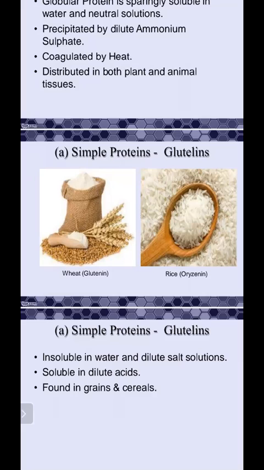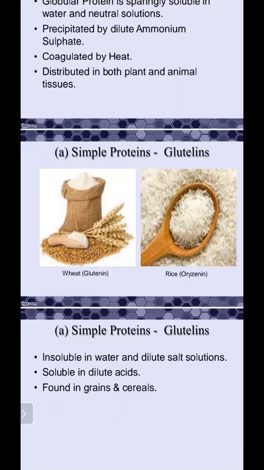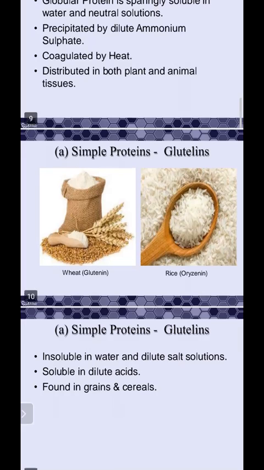Okay, so if we try to solubilize them in water or in dilute salt solution, they will be insoluble. They are not going to get solubilized in water, and they will not get solubilized in dilute salt solutions either. But they are soluble in dilute acids. If you have some dilute salt solution and you want to solubilize these glutelins, they are not going to dissolve. Then they are soluble in dilute acids. They are found in grains and cereals. So whatever grains or cereals we have, in those we can get this kind of protein, glutelins. Okay.